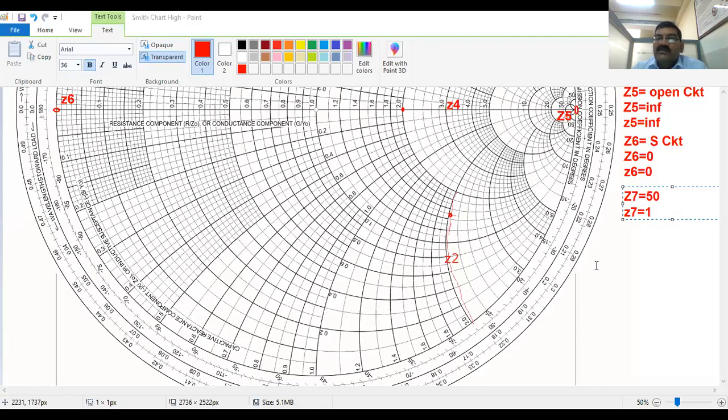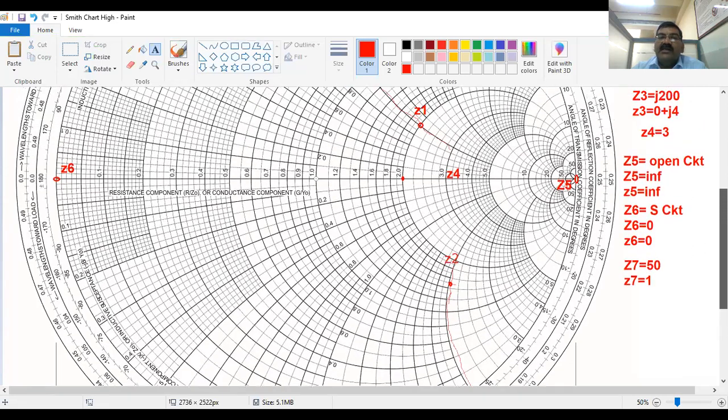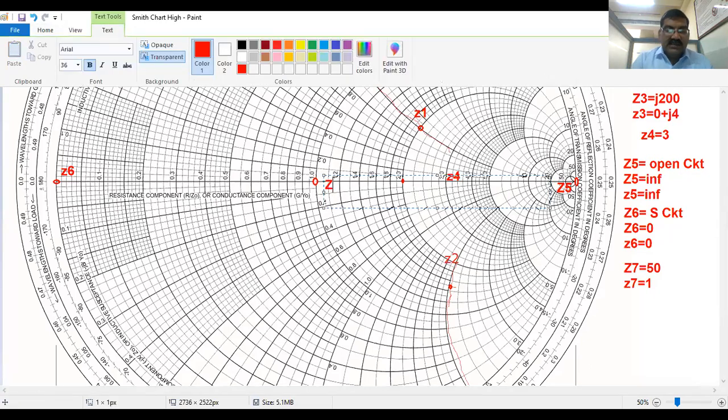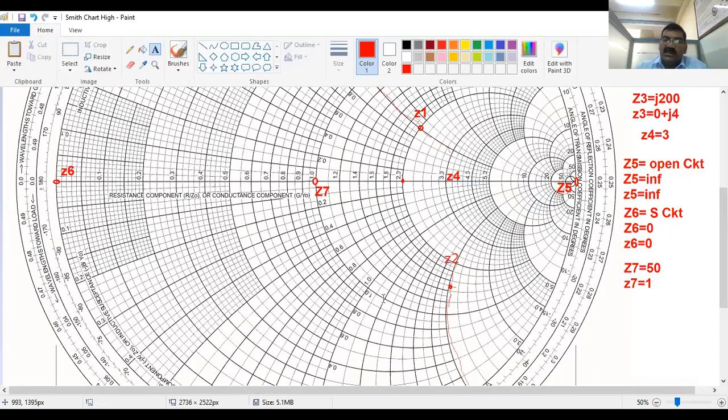So where is your 1? Where is 1 located? Quickly, anyone can tell me where is your 50? 50 means 1, and 1 is at the center. Here is your 1 at the center. So this is what the z7. Here you require practice. This is the z7.